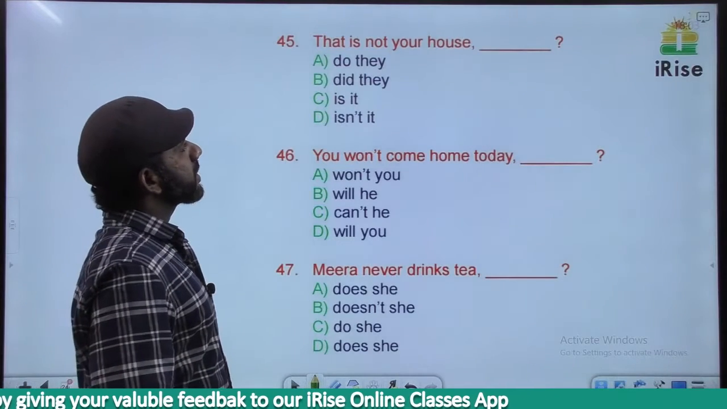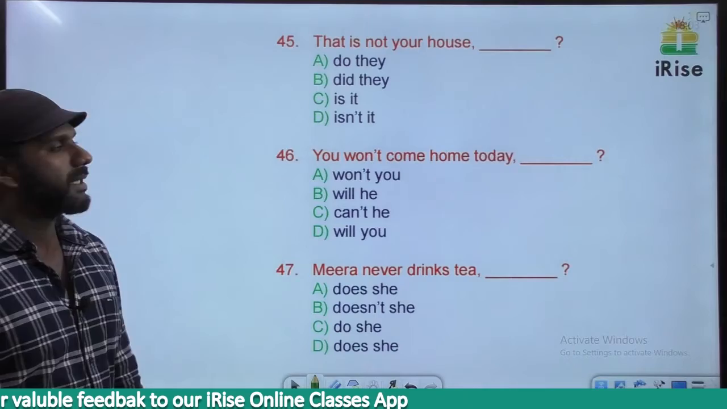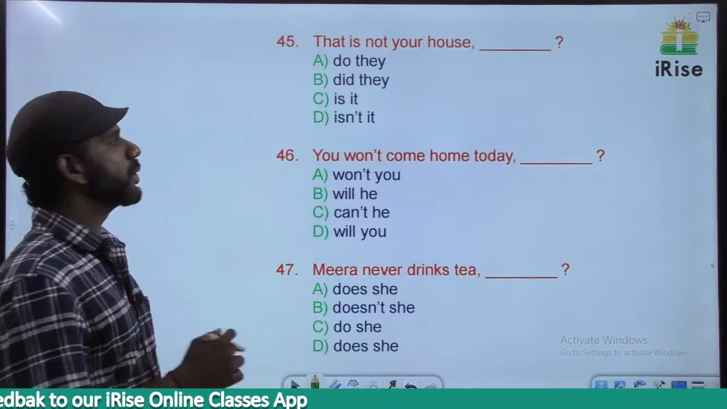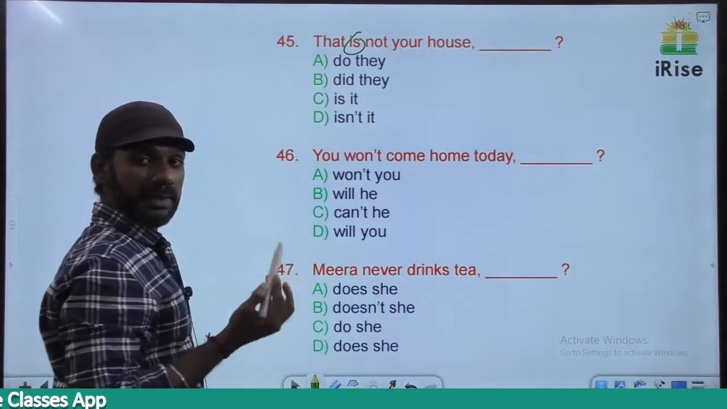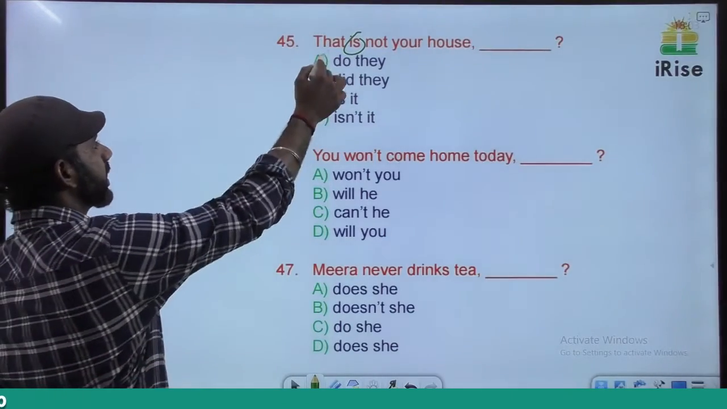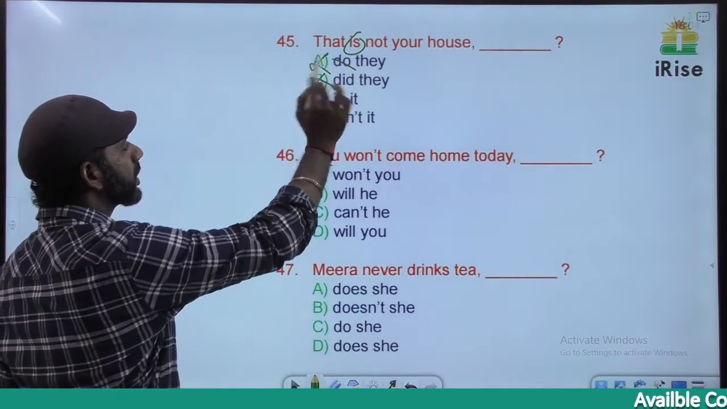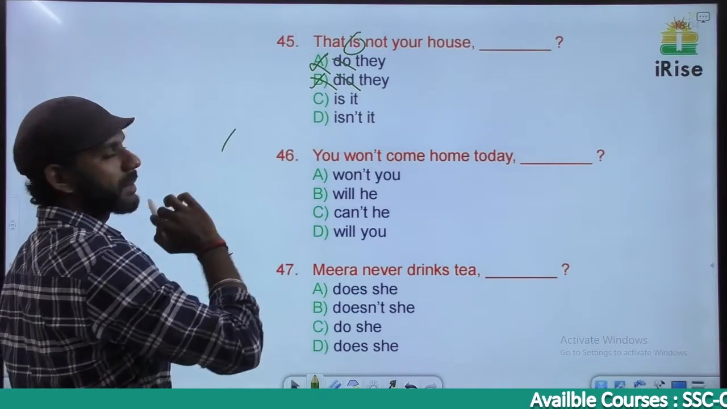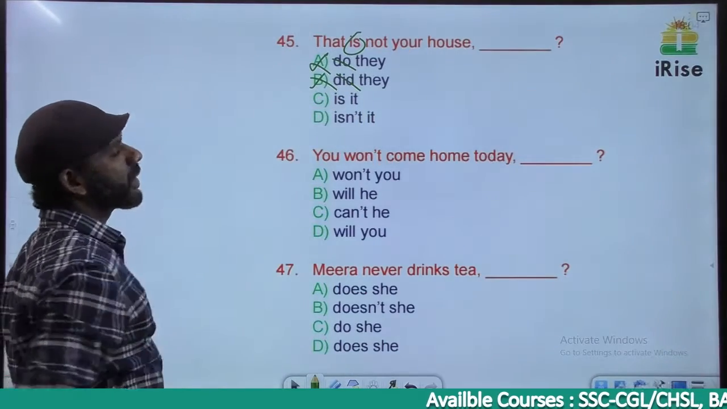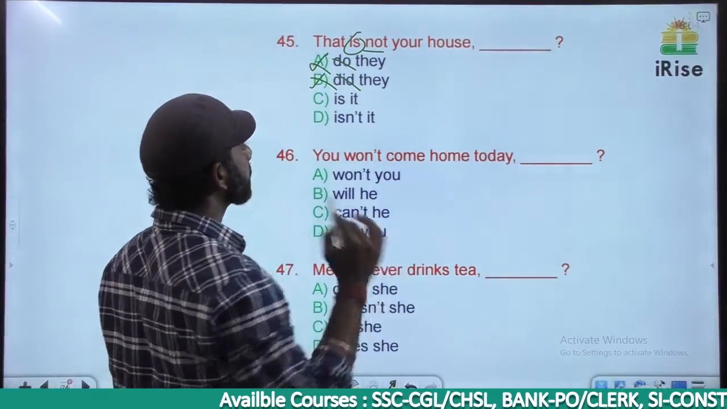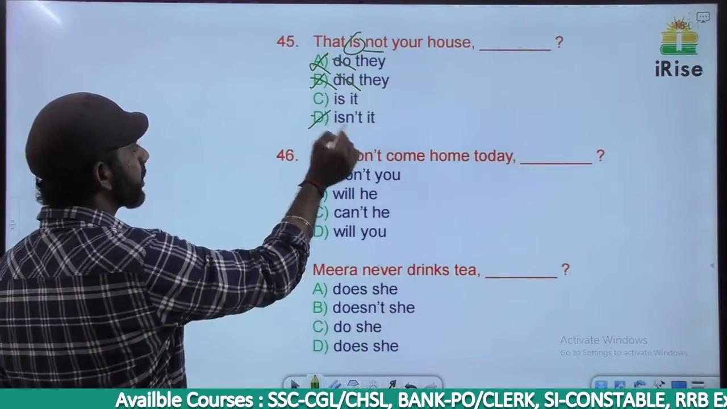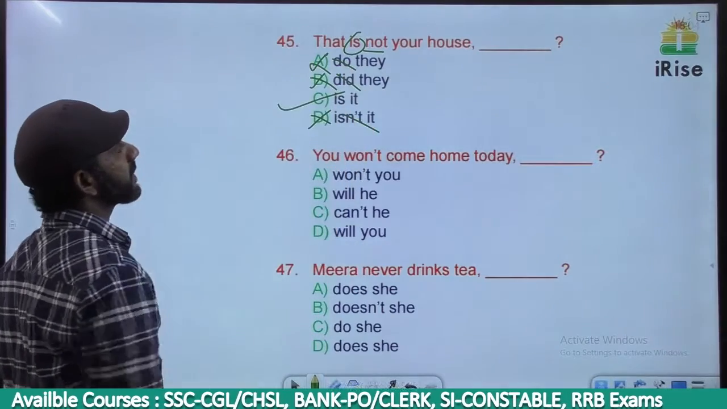That is not your house. The auxiliary verb here is. So the tag must be framed with is. A and B are gone. Do comes in simple present. Did comes in simple past. Do we have an N word in the sentence? Yes. Not is an N word. So in the tag there should not be an N word. Based on that D is eliminated, it must be is.